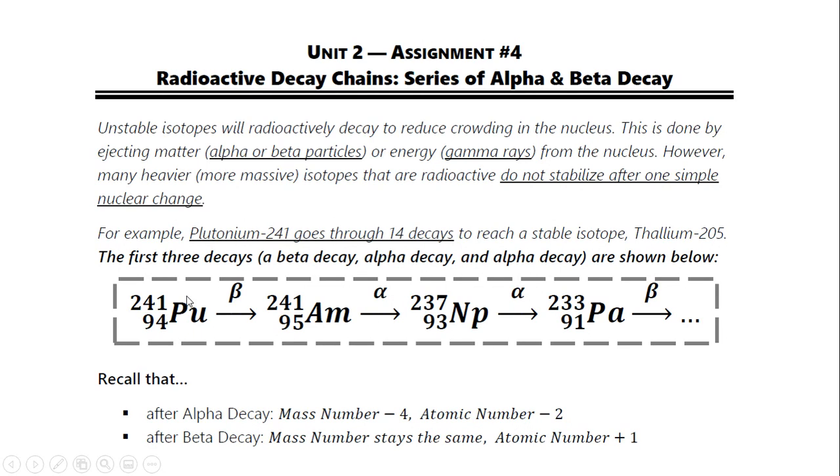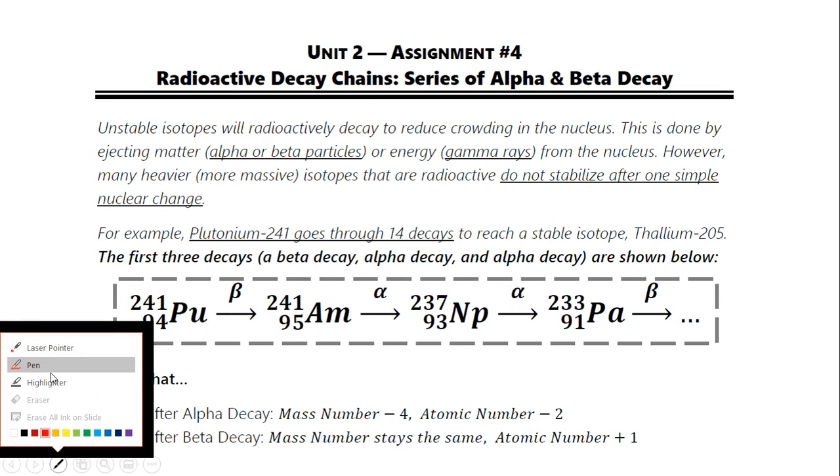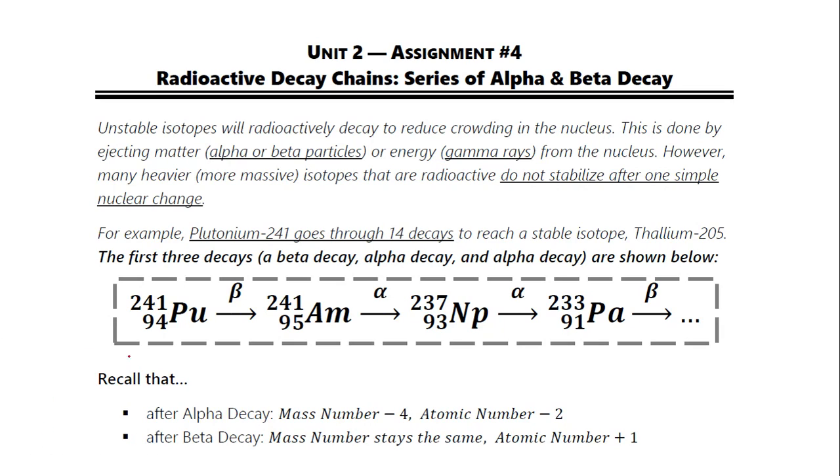So for instance, for our plutonium here, let me get a pen. Let me change my color here. All right, our first beta decay does nothing to the mass number, but our atomic number goes up by 1. Beta decay increases the atomic number by 1 because we switch out a neutron for a proton and an electron. The electron escapes. So 94 plus 1 leaves us with an atomic number of 95. 241, our mass number, stays the same. So it's just going to continue being 241. This resulting isotope, americium-241, with an atomic number of 95, goes through another change.